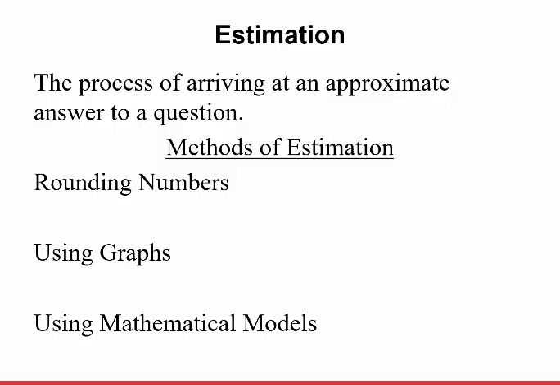First off, when we're talking about estimation, it's the process of arriving at an approximate answer to a question. Okay, so for an approximate answer, there are three ways. First off is by rounding numbers. So we'll talk about how you round numbers in case you've forgotten. Then using graphs, and then finally using these mathematical models. And that'll be the last thing.